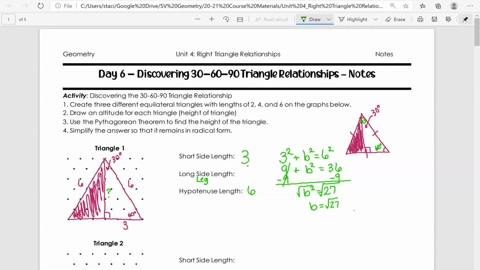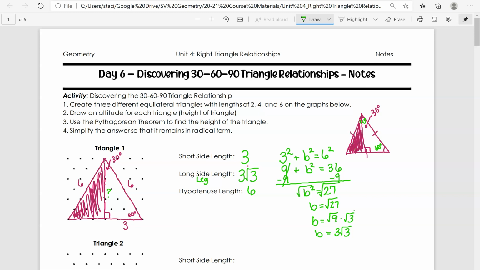And so you might be thinking, oh, I'll just leave it there. But my directions, the 4 steps, says simplify the answer so it remains in radical form. So if I think about how to simplify the square root of 27, I'm a fan of the perfect square method. So the biggest square that goes into 27 is going to be 9. So I could do square root of 9 times square root of 3. Square root of 9 is just 3. So that means the length of that longer leg is 3 root 3.